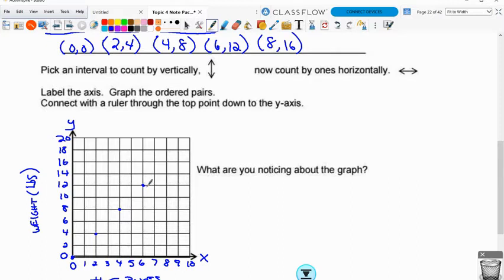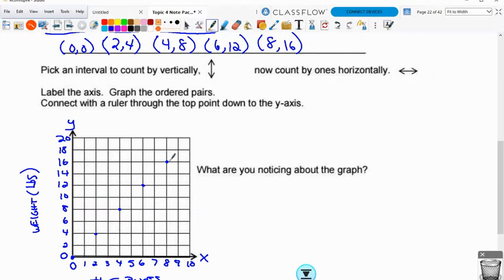And then I'm going to go to 8 comma 16 with my last point. So I'm going to go to the right 8 units from the origin. And then up to 16, which is at this point right here, there's 8 comma 16. These are the 5 data points from our table.